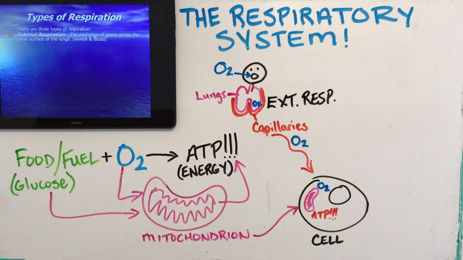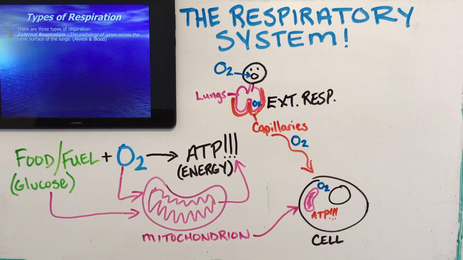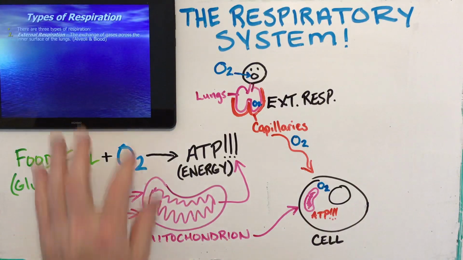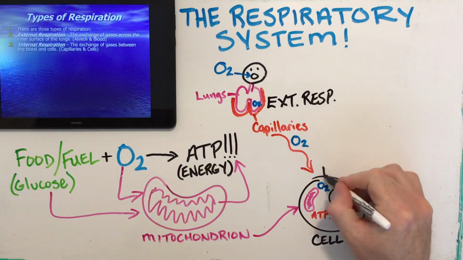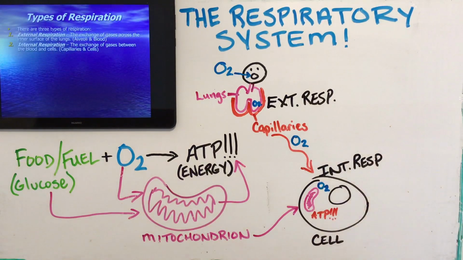So after external respiration, oxygen is now inside of the blood. It's traveling through the capillaries and other blood vessels of the body, going to our 100 trillion cells. Now it comes up to a cell that needs oxygen. This is our next type of respiration. It's internal respiration, and that's happening right here. This is internal respiration. That oxygen passes from the extracellular fluid, or the blood that is nearby the cell, and crosses the cell membrane and enters the cell.